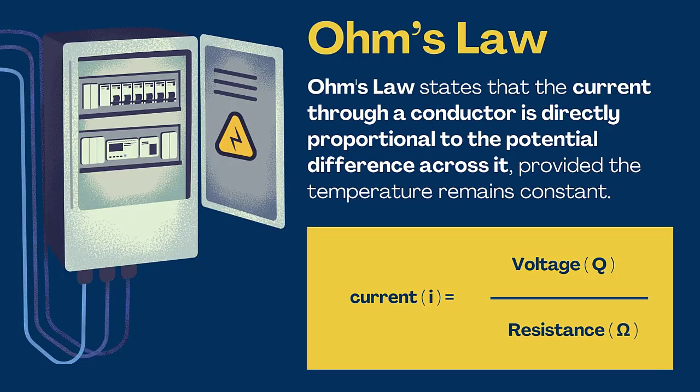Ohm's law. Ohm's law states that the current through a conductor is directly proportional to the potential difference across it, provided the temperature remains constant. This is explained in the formula. Current I is equal to voltage V divided by resistance R.